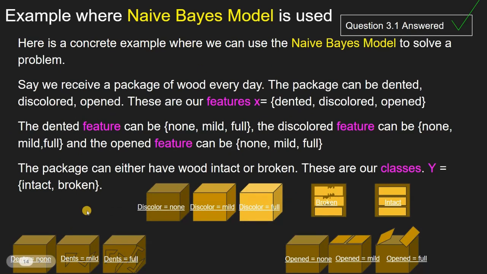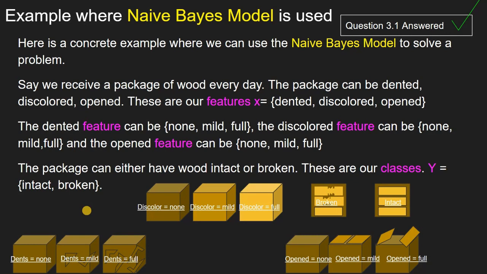All right, so an example where the naive Bayes model is used. This is a concrete example where we can use the naive Bayes model to solve a problem. Say we receive a package of wood every day, and the package can be dented, it can be discolored, and it can be opened in some way. These are our features for the package. X represents a package, and it has three features: the dented feature, the discolored feature, and the open feature. Whenever you see an X, that's a package with three features.